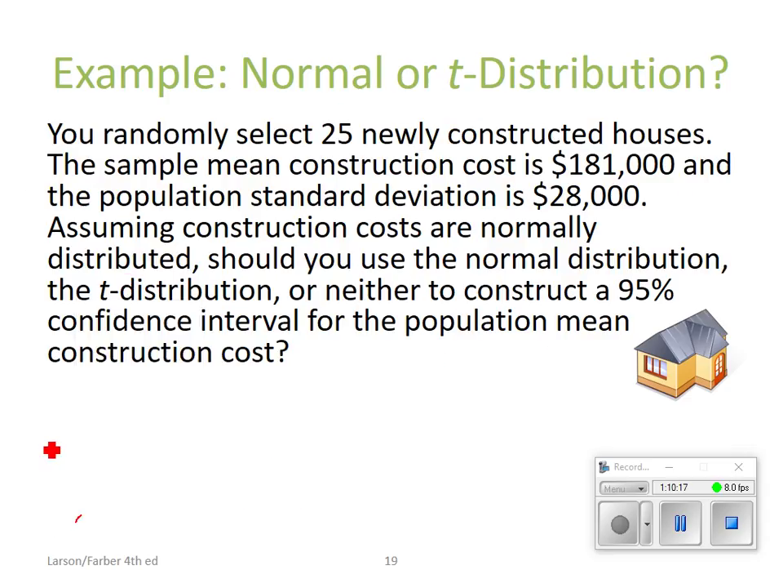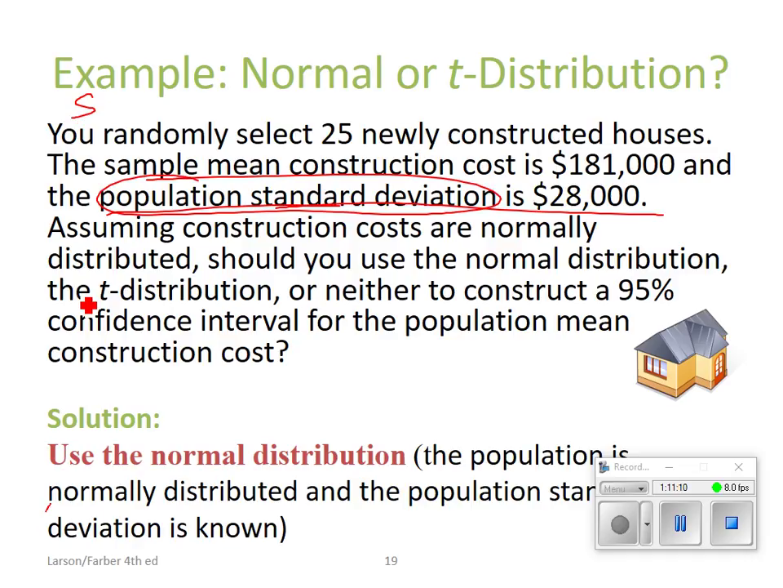You randomly select 25. We select 25. What do we know? Probably using T because we're less than 30. The sample means that, assuming construction is normally distributed, so it's normal. Should you use normal distribution or the T distribution? What do they tell us here? Standard deviation of the population is what? So can we use the Z stuff? Yeah. Even though you're less than 30, if you know the population standard deviation, then you can use the Z stuff. It has to be the population. It can't just be the sample. It has to be the population. So we can use the normal distribution stuff.